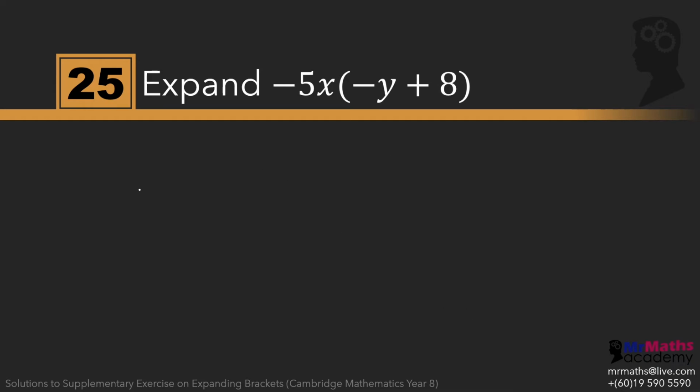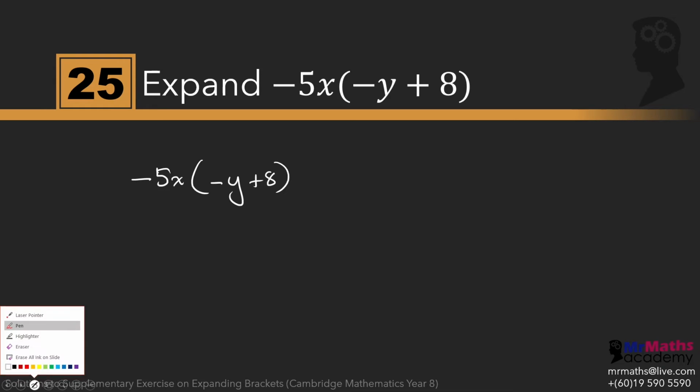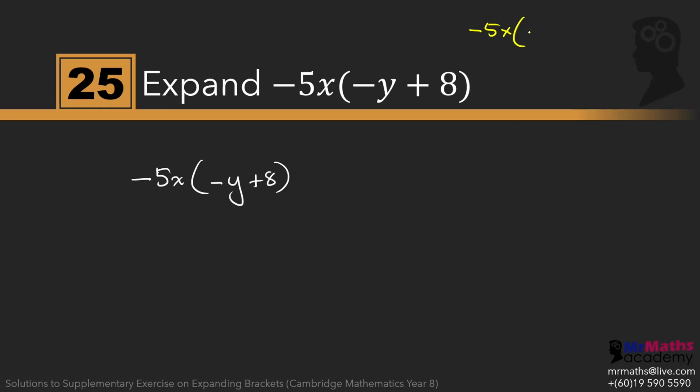Question 25, minus 5x, minus y plus 8. With this type of expression inside the bracket, we can rearrange it to become like this. I'm going to put it here maybe, minus 5x. I can switch it over, become 8 minus y. It really means the same. Alright, let's go back here. So this is minus 5x inside its own bracket, then minus y inside its own bracket too, and plus 8.